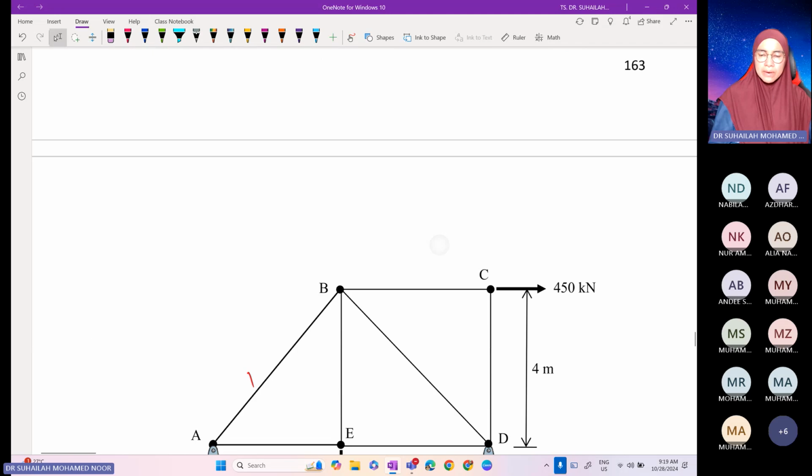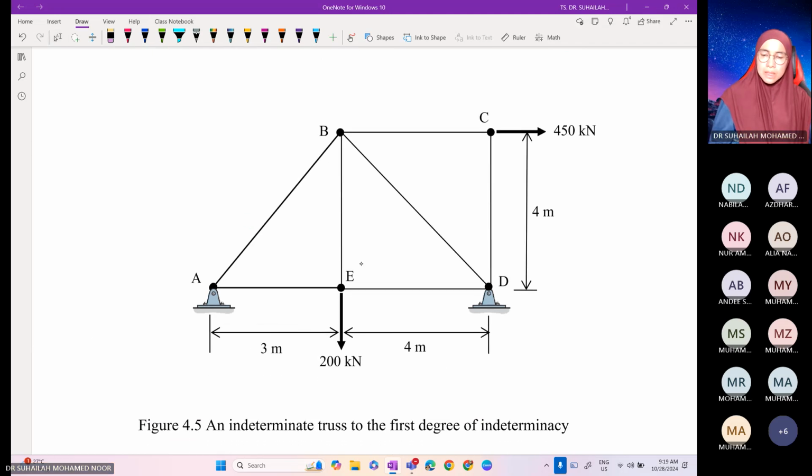Okay, kita tengok diagram jap. Okay, this is the diagram. This is the truss. Truss ni dah banyak member sikit. Bila banyak member sikit, still kita kena buat yang easy method tadi.